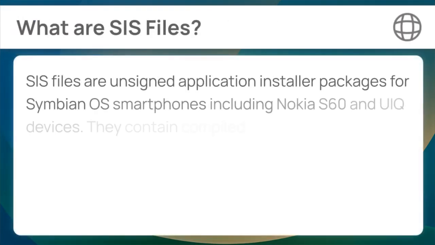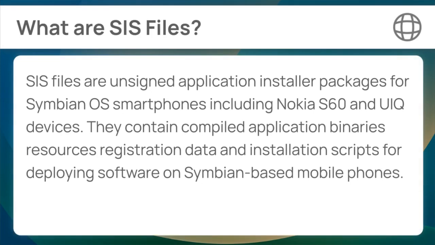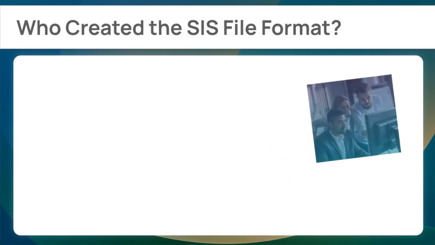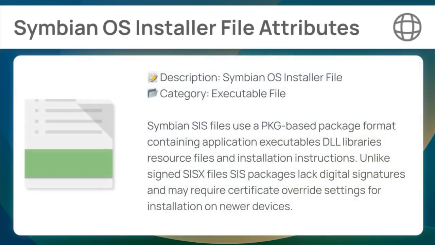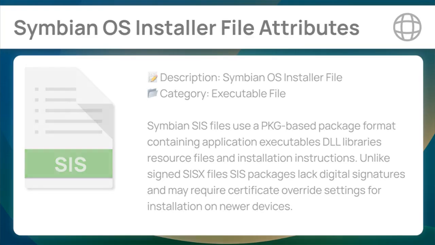SIS files are unsigned application installer packages for Symbian OS smartphones, including Nokia S60 and UIQ devices. They contain compiled application binaries, resource registration data, and installation scripts for deploying software on Symbian-based mobile phones. Symbian SIS files use a PKG-based package format, containing application executables, DLL libraries, resource files, and installation instructions. Unlike signed SISX files, SIS packages lack digital signatures and may require certificate override settings for installation on newer devices.